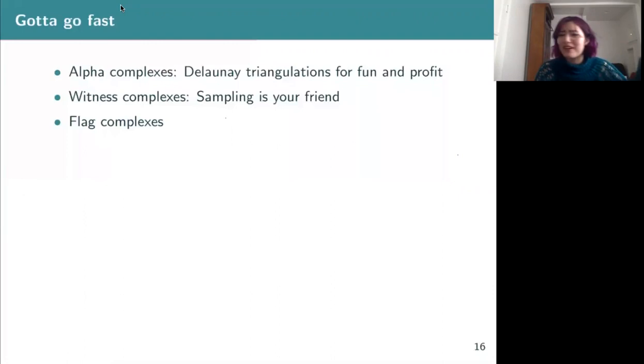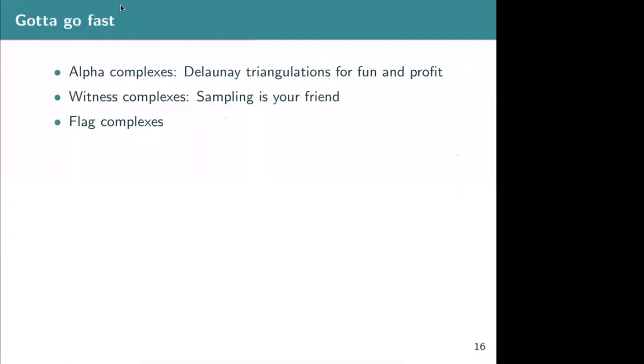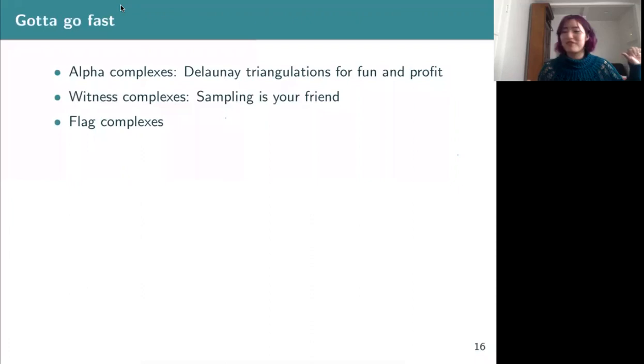So basically there are a variety of different ways that you can make your complexes go faster. Alpha complexes, witness complexes, flag complexes, all of these are examples. There are a bunch more examples. And if you are interested in any of these, there are references at the very end of the slides that you can use to look at how these things are built.